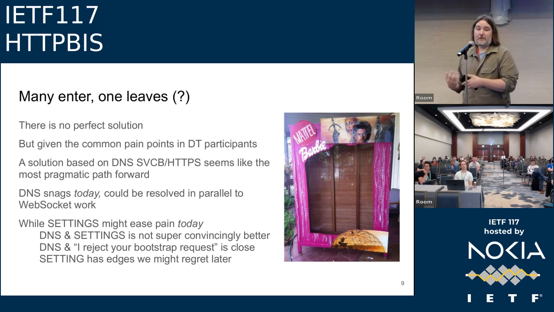Those could be resolved. It's a decent way to hint things. It's already being used to hint things like HTTP version support, where you then need to go off and try to create a connection to that thing, and then you learn it didn't work, and then you have fallback mechanisms. And so, closing thought: while settings might ease that pain today, I think the issues with coalescing are kind of intractable for me, unless people can clearly tell me I'm wrong, and that would be fine.